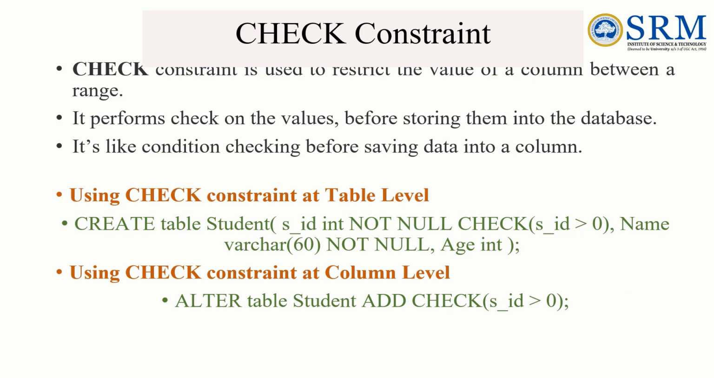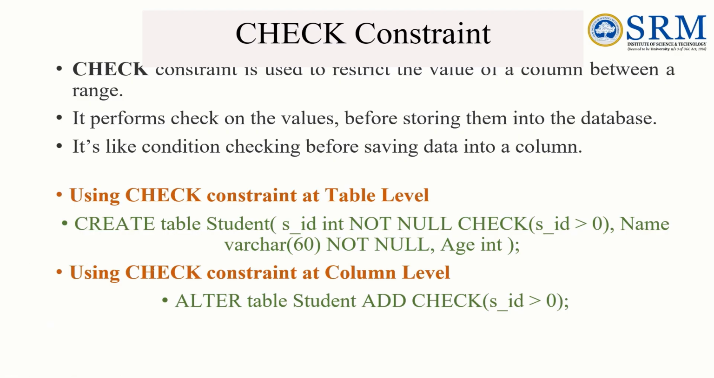Now coming to the check constraint. A check constraint checks before entering the value. It is validating. Suppose age is less than 18, it should not be entered. In such cases, we can use this. And salary should not be 0 or null. In that case, we can give one constraint as check.